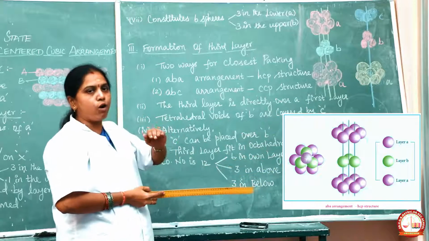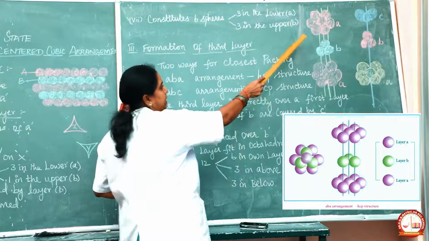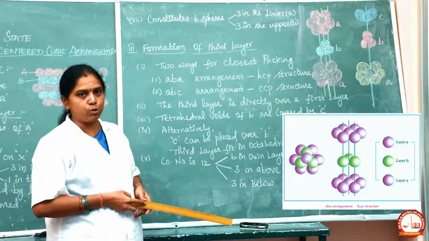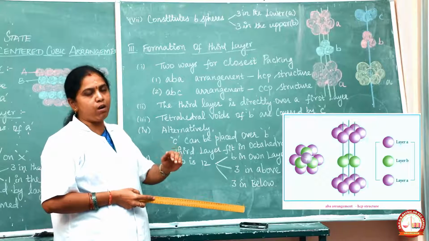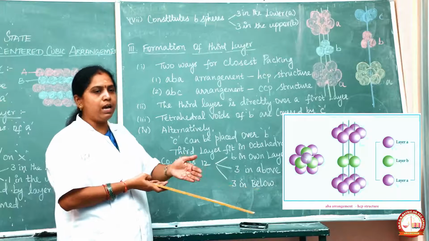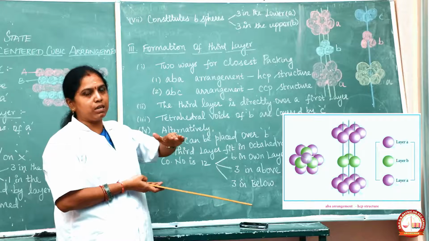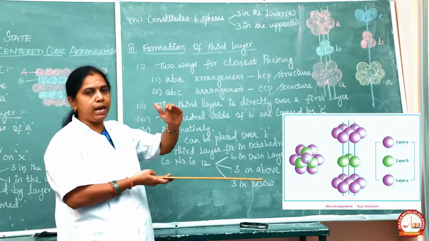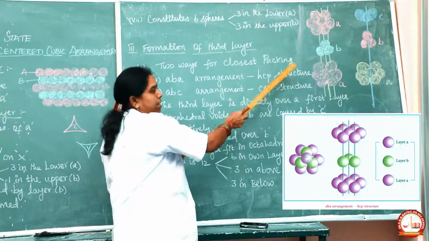So the pattern followed is ABA arrangement, and this type of arrangement is known as HCP arrangement, hexagonal close packed arrangement. So this is one way of arranging the third layer. First we have placed the first layer A, then the second layer on the voids, and then again we have placed the first layer. Like a sandwich we can imagine ABA arrangement, and this structure leads to HCP arrangement.